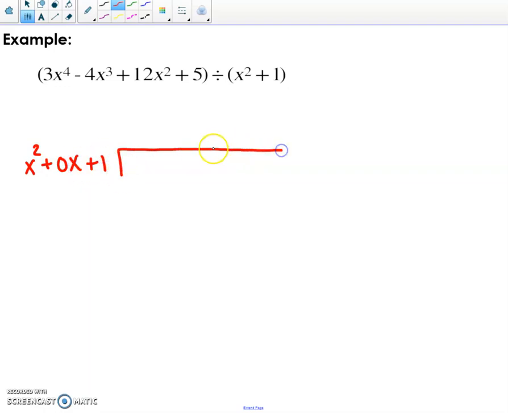Anytime we're setting up any division problem, we have to check to see if it's missing a term. Now the dividend, I'm going to check that, and it goes from an exponent of 4, 3, 2, nothing. So it's missing the exponent of 1. Again, our x term is missing, so we need a placeholder of 0. So 3x to the 4th minus 4x cubed plus 12x squared plus 0x plus 5.